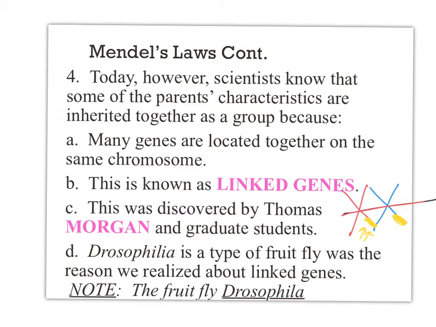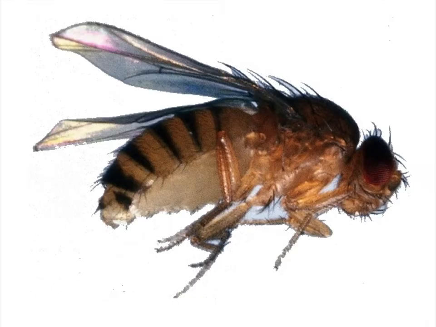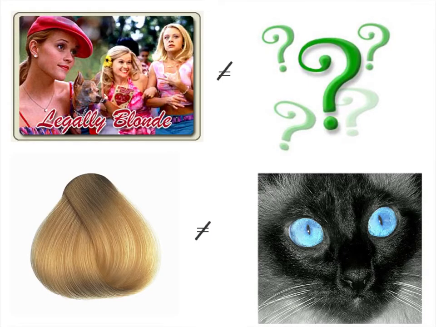So these are genes that are located very close together on the same chromosome, and they can then be inherited together. And this is just showing a fruit fly, the Drosophila, which is extremely common to study in genetics. Blonde hair, blue eyes do not correlate for humans. One of the reasons for that is because there's more than one gene that controls both hair color and eye color.